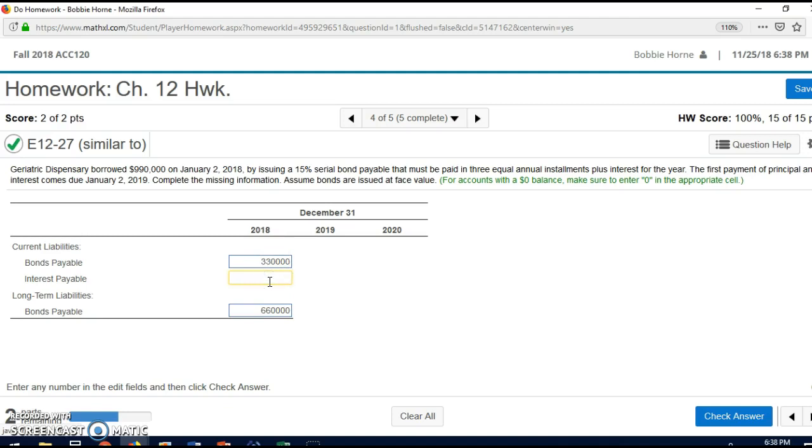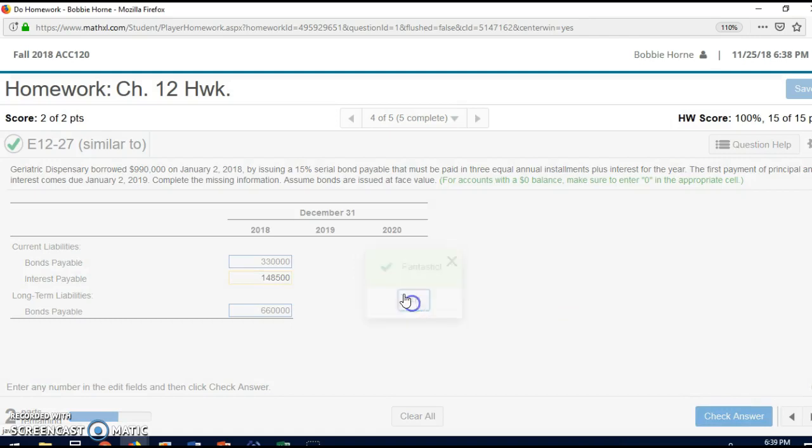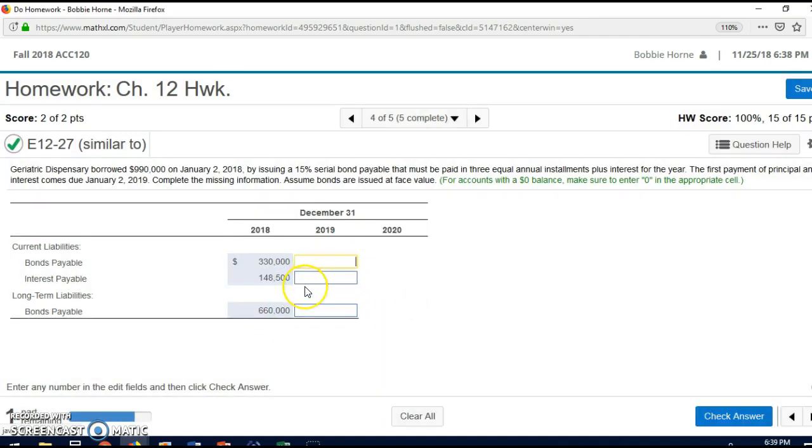Now the interest, take the principal right now, which is $990,000, times the rate, which is 0.15, times the time, which is a year. So our interest is $148,500. Now for the next year, we only have $660 left. $330 is going to go in current, and the remaining $330 is going to go in long term.